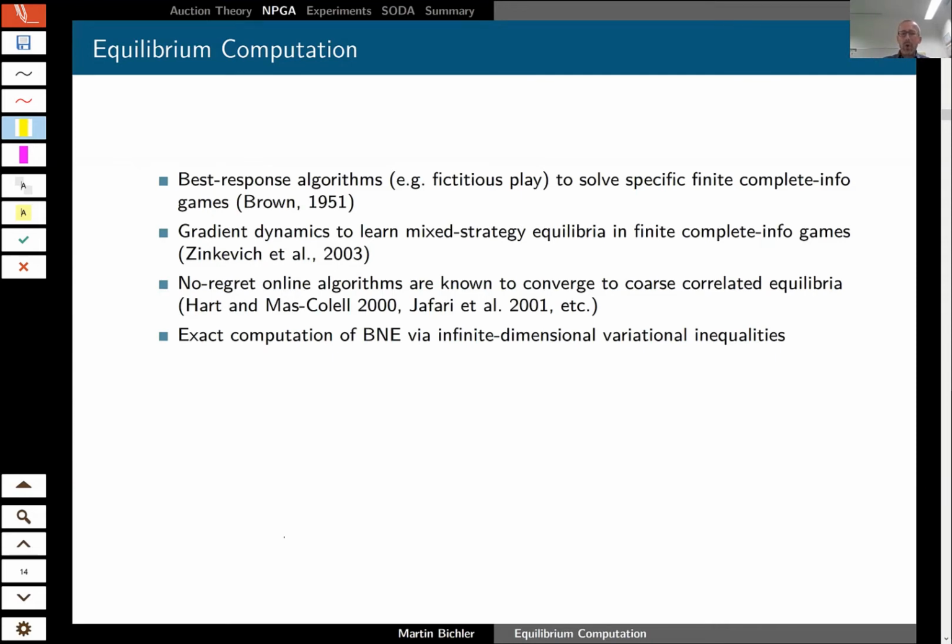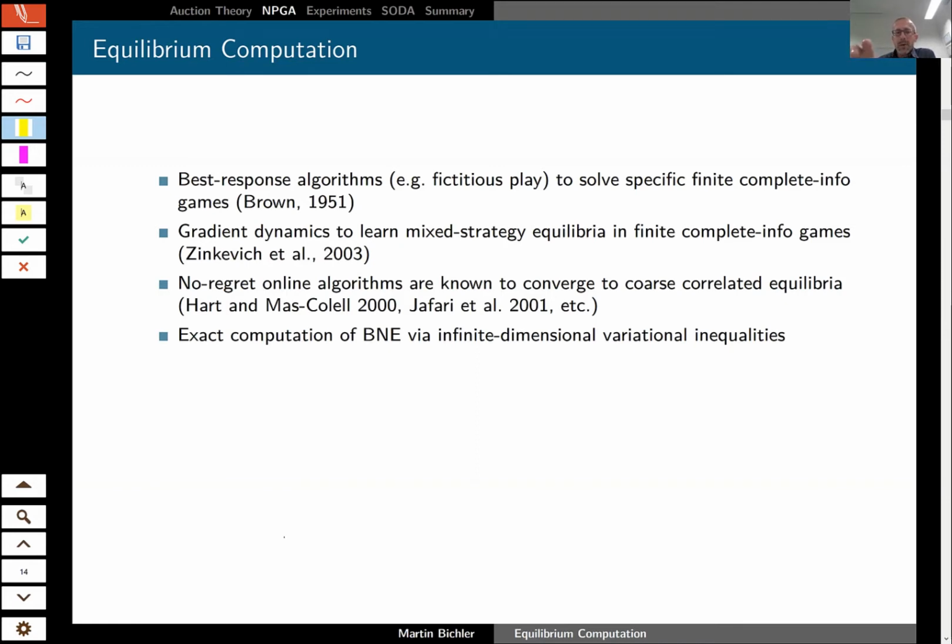And there is a whole class of such gradient dynamics that are covered by the term no regret online algorithms. They are known to converge to coarse correlated equilibrium. Unfortunately, there are apparently games where the states that such dynamics converge to are even dominated strategies, so this is not very telling. What you really would want to have is an algorithm that converges to a Nash equilibrium, ideally. In these Bayesian games that we are looking into, this is actually very hard.